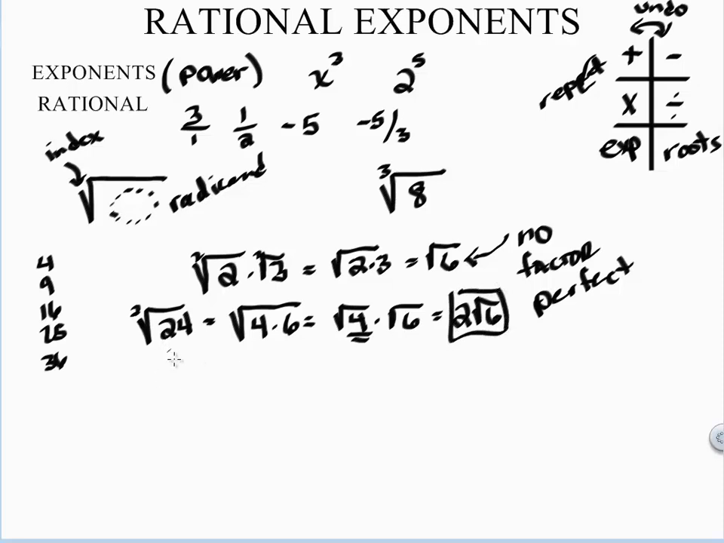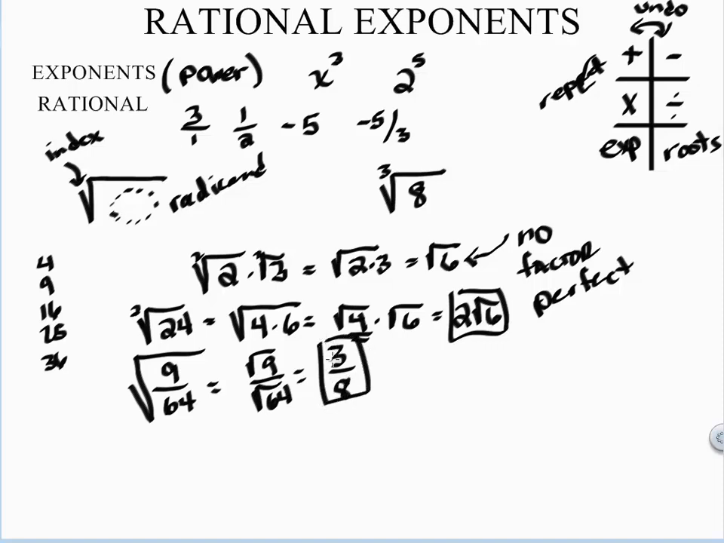If we did a fraction, say 9 over 64, and took the square root of the whole thing, we can split it up because multiplication and division have the same rules: square root of 9 over square root of 64. The square root of 9 is a perfect 3, the square root of 64 is a perfect 8, and 3 over 8 is as simple a fraction as we can possibly get.